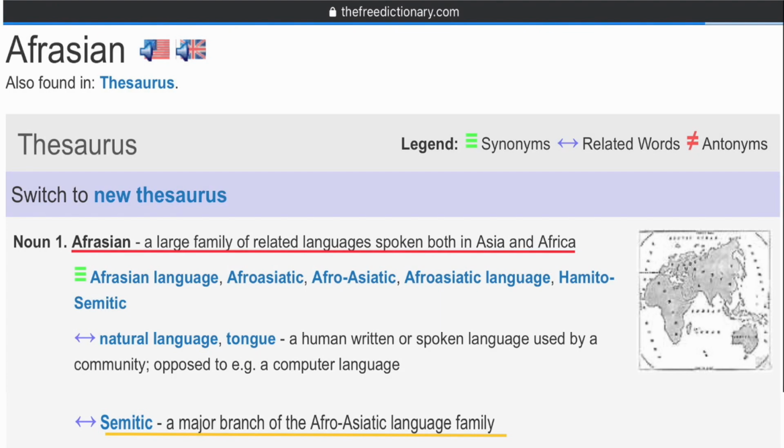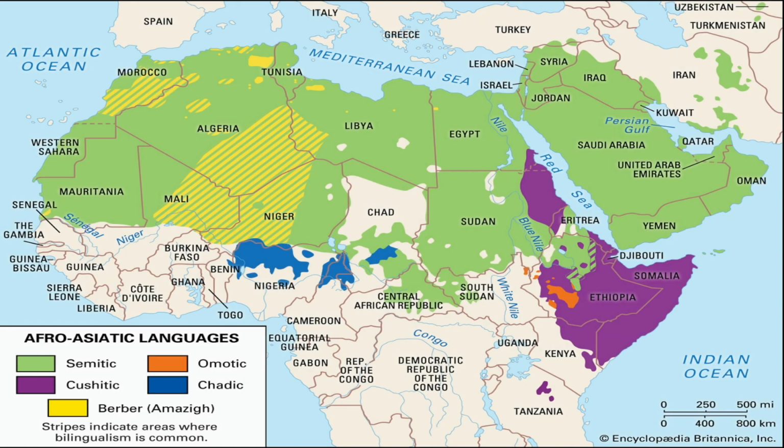And according to the freedictionary.com, Afro-Asiatic is a large group of related languages spoken in Asia and Africa. Semitic is a major branch of the Afro-Asiatic language family. And as we can see, Afro-Asiatic languages are spread in both Africa and Asia, but it's the Semitic family of Afro-Asiatic that is seen in both Asia and Africa, the most widespread of the Afro-Asiatic languages.